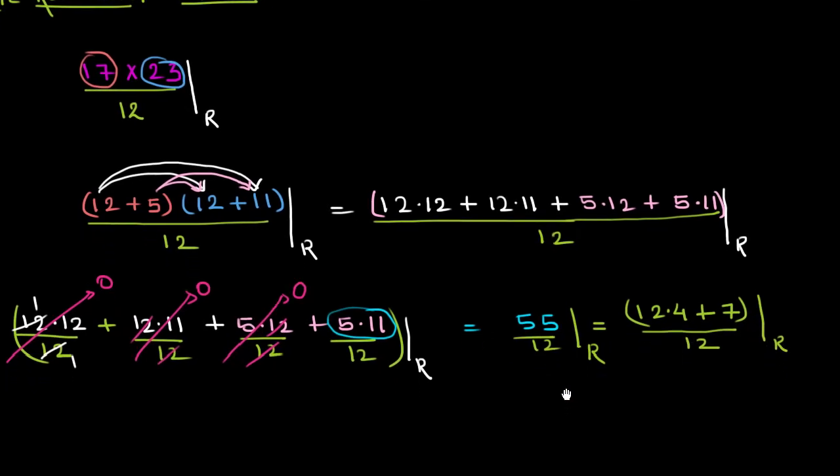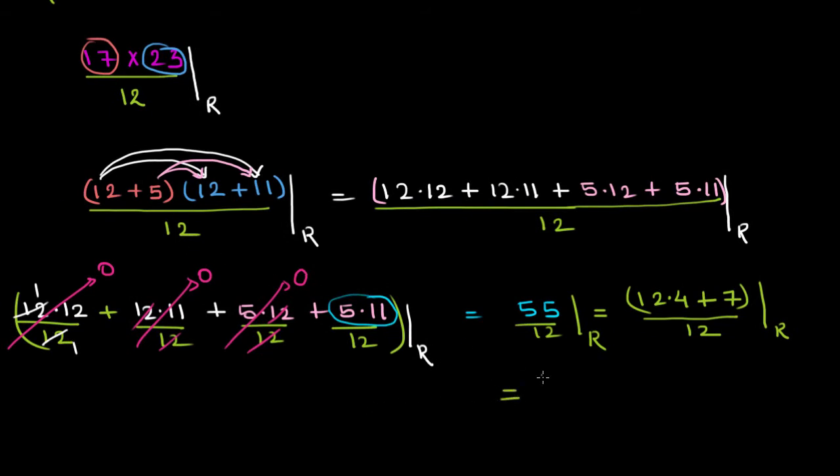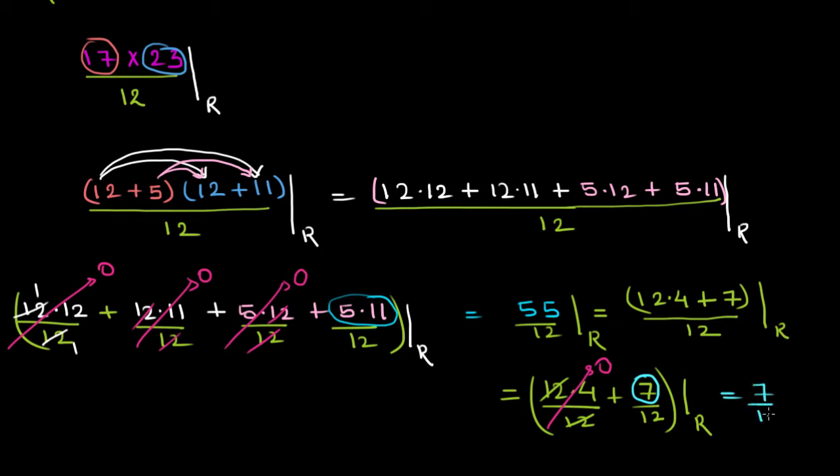Again I'll split this once more. So I'll have 12 times 4 divided by 12 plus 7 upon 12, and I need to find the remainder. I can divide here by 12 and I'll get 4 as a quotient, but I won't get any remainder from here. The remainder will be 0. But for 7 upon 12, since 7 is less than 12, I will get 0 as my quotient, and this whole 7 will act as my remainder. So 7 upon 12 leaves remainder 7 itself. So we started with 17 times 23 divided by 12, and finally we went down to 7 upon 12. That is, I got 7 as my remainder in the whole process.